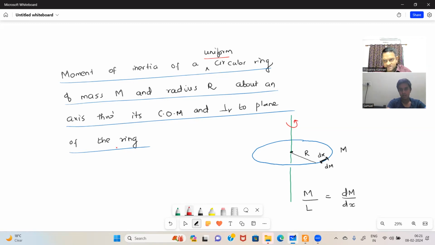You've learned it from lower classes, probably from 8th or 7th. Circumference, yes. What is the circumference of a circle? 2 pi r, sir. 2 pi r, right? So L is equal to 2 pi r. Is it clear to you? Knowing this avoids integration. If you do not know, you have to do it. So I can write m divided by 2 pi r is equal to dm by dx.